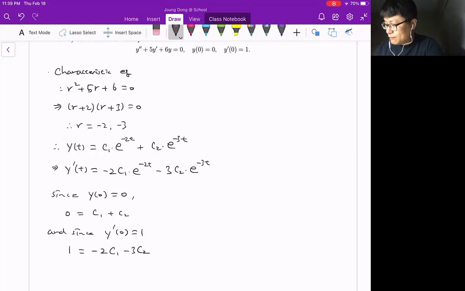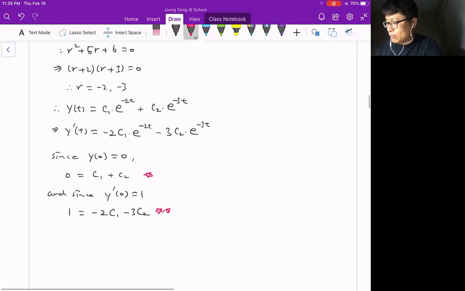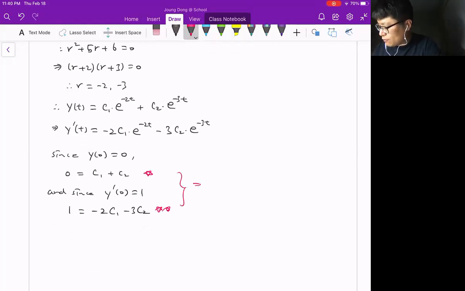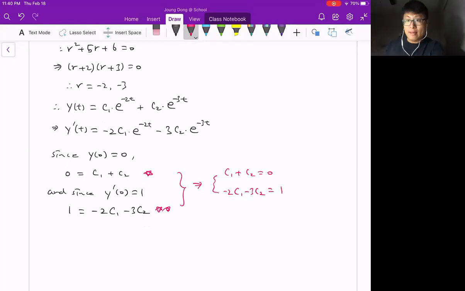And now look at that. From these two equations, we can set up the system of c1 and c2. c1 plus c2 equals 0, and negative 2 c1 minus 3 c2 equals 1. It is a linear system, and there are two ways to solve this system: elimination or substitution. Either way, it doesn't matter.